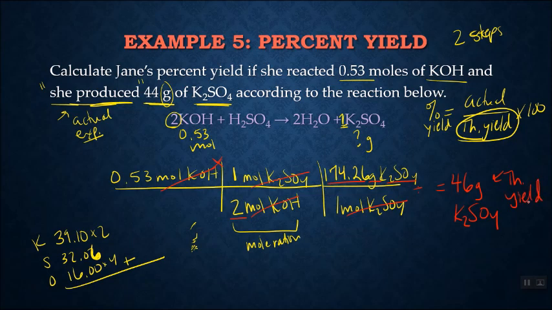So now we can complete our percent yield problem by putting in our actual over our theoretical, multiplying by 100. So that's 44 divided by 46 times 100, and that ends up being 96%. And yes, I'm only going with 2 sig figs in my percent because this number's in 2 sig figs, that number's in 2 sig figs.